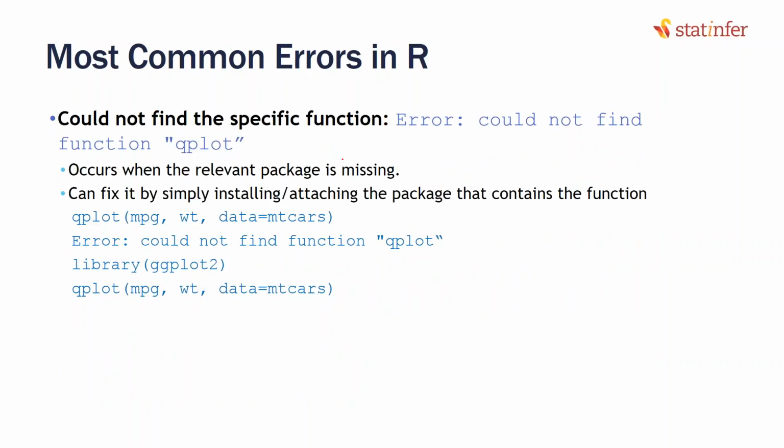Could not find the specific function. Let's say we are going to write the code. Within the code we might be using a function that is not available. What do we mean by that? We see that gplot or any other function that we are using that is already available and was already used by someone. But when we are using it, it says could not find the function.